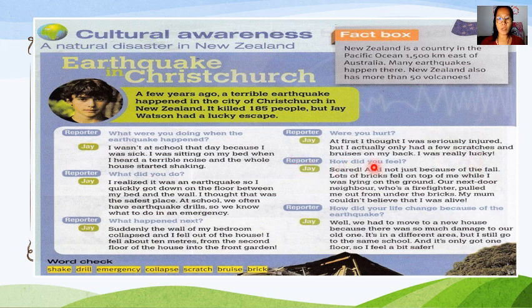Reporter asked, how did you feel? Apa perasaan kamu? Jay says, scared, takut, afraid, 害怕. And not just because of the fall, lots of bricks fell on top of me while I was lying on the ground. Jadi dia takut dan juga banyak batu bata yang jatuh atas dia. Okay, jatuh menimpa kat dia masa dia meniarap ke lantai.